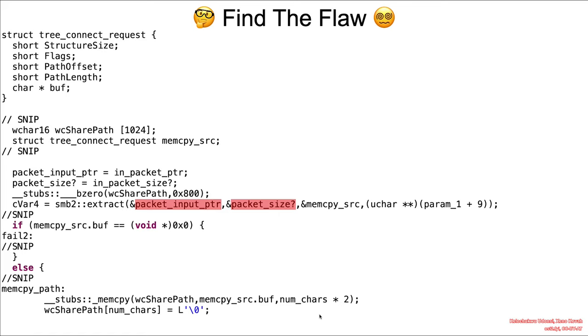Packet input pointer points to the received packet over the wire. Memcpy source is of type tree connect request, which is basically a struct representing the packet. It contains structure size, path offset, path length, and the actual char buffer.